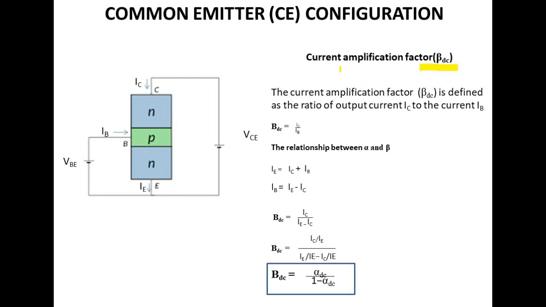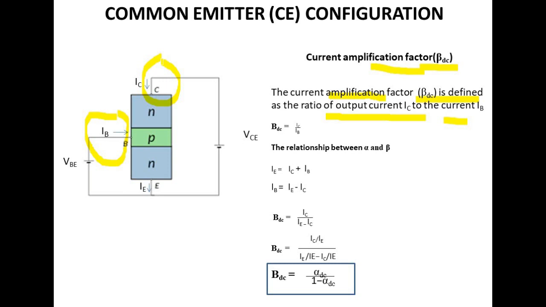Now come to the current amplification factor in common emitter configuration, that is beta DC. If we are trying to find the amplification factor, it should be the ratio of output upon input, because this is the current factor. So this will be the ratio between the output current and the input current. The current amplification factor beta DC is defined as the ratio of the output current IC to the input current IB. We know that IC is the output current and IB is the input current in common emitter configuration. This is clear from this figure.